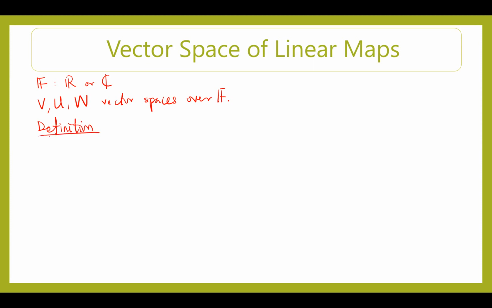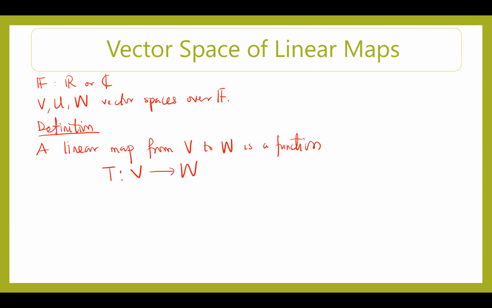Who is a linear map or a linear transformation? A linear map from a vector space V to another vector space W is a function, written as T: V to W, meaning that V is the domain and W is the codomain, satisfying these properties.